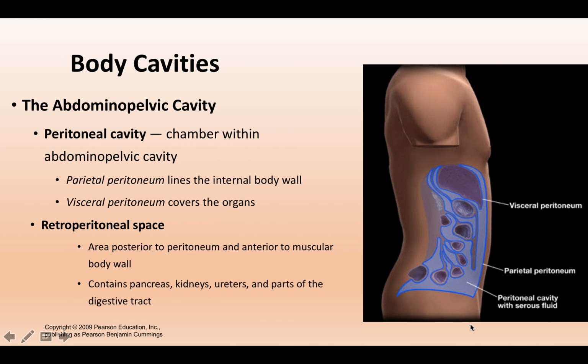Before I forget, not all the organs of the abdominal cavity are surrounded by this peritoneum. There are still organs in this region that are not part of this double membrane, and they're referred to as being in the retroperitoneal space, containing retroperitoneal organs. These organs include your pancreas, your kidneys, ureters, and part of the digestive system.